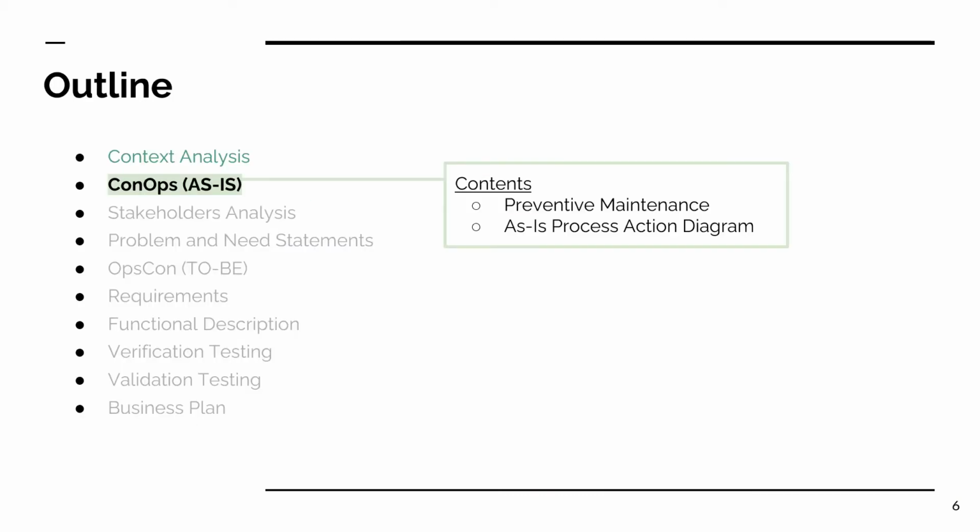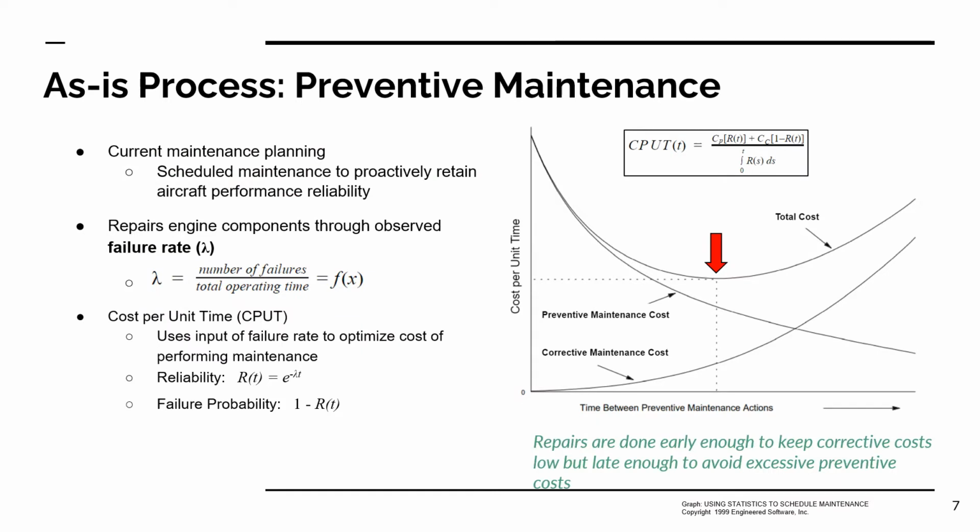Now moving on to our concept of operations. The current as-is process is preventive maintenance. The current maintenance planning uses scheduled maintenance to proactively retain aircraft performance reliability. Engine repairs are done to components through the observed failure rate. It's important to make sure that not too much preventive maintenance is done, as that will result in unnecessarily high costs, and that not too little is done too late, which will result in unnecessarily high corrective maintenance costs.